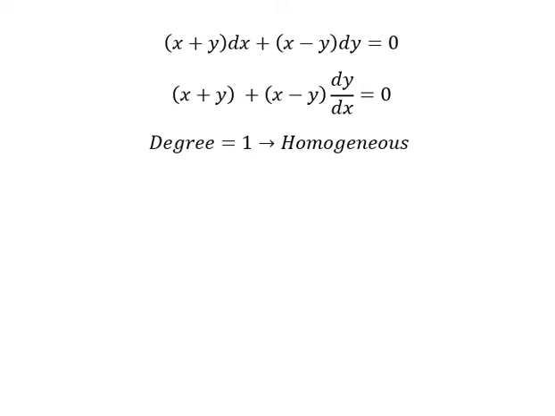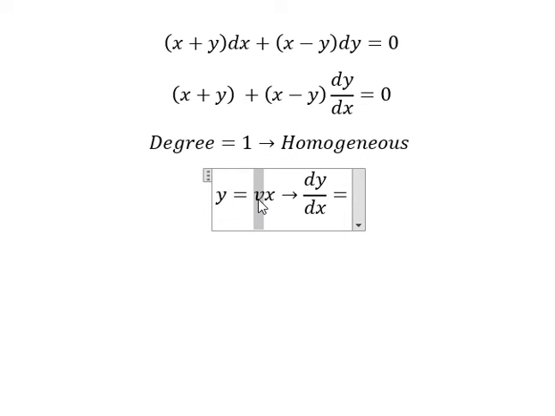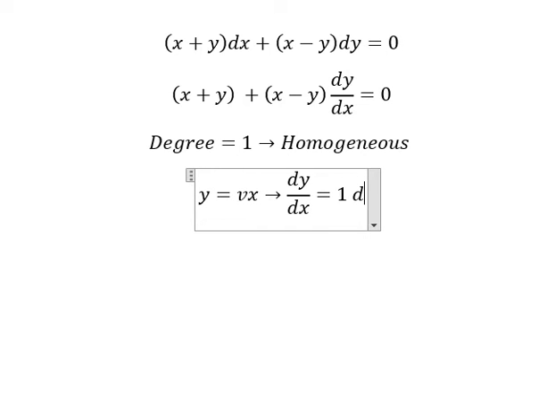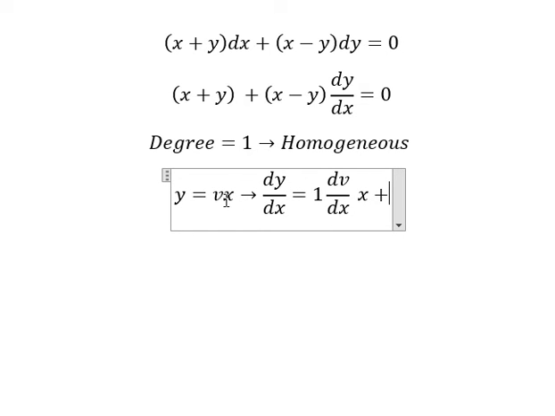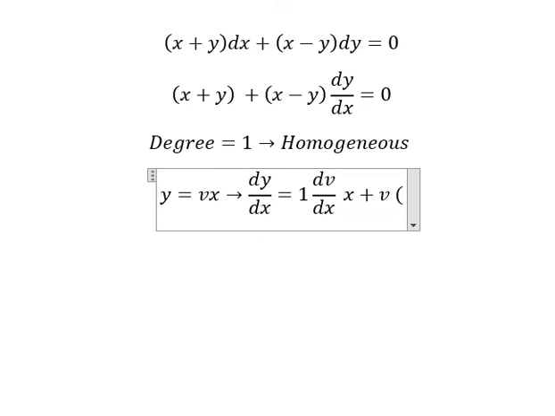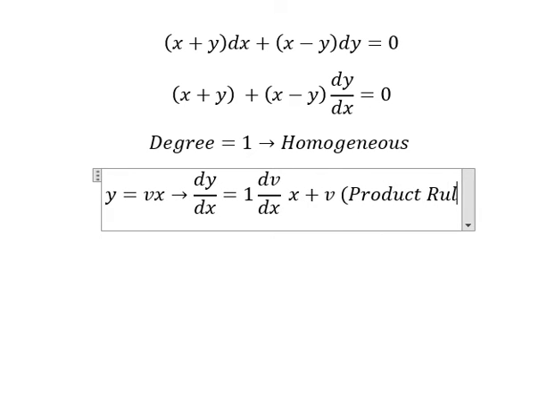So I will put y equals vs. Later we do the first derivative for both sides. So we have dy over ds. First derivative of v, we have number 1, dv over ds multiplied by s. First derivative of s, we have number 1, so we have v in here, and that is about the product rule of derivative.